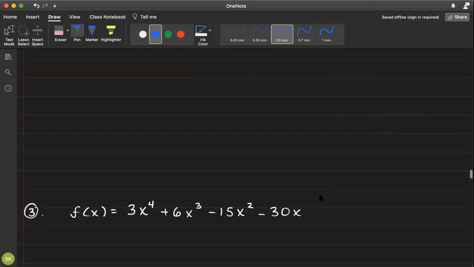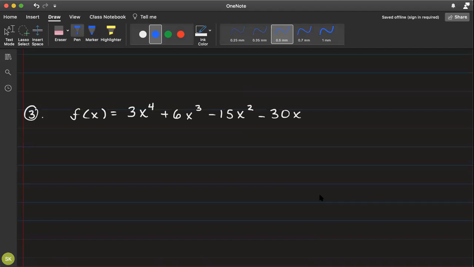Okay, let's look at an example where we have no idea what to do, which is this one. This is the first problem. So I have f of x is 3x to the 4th plus 6x cubed minus 15x squared minus 30x. When I look at this, notice that I don't have a constant term. When I don't have a constant term, that means that I have a greatest common factor. First off, the degree is 4, which tells me I could have a maximum of 4 real roots.